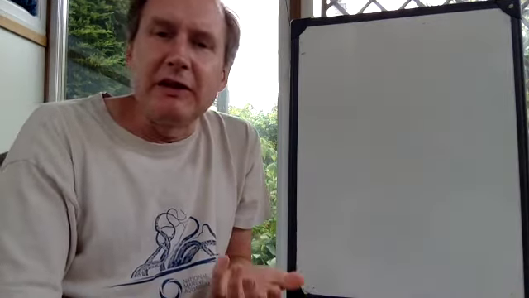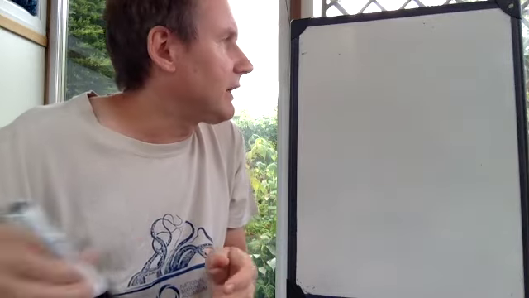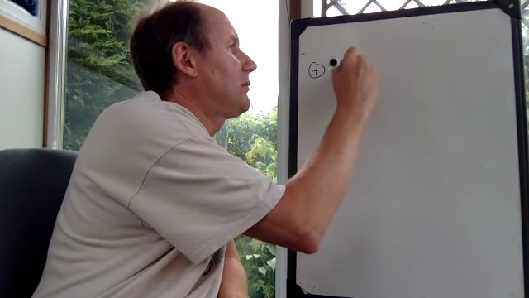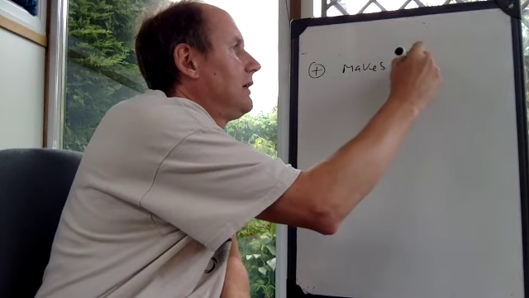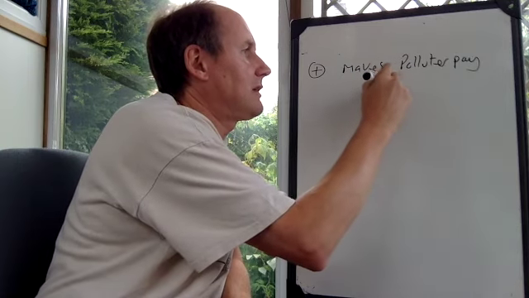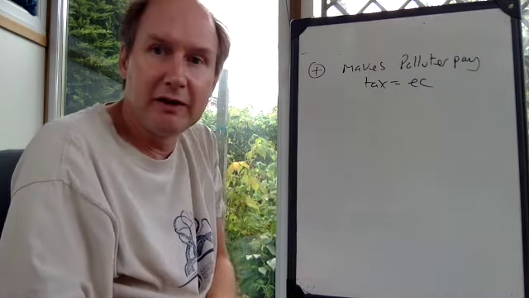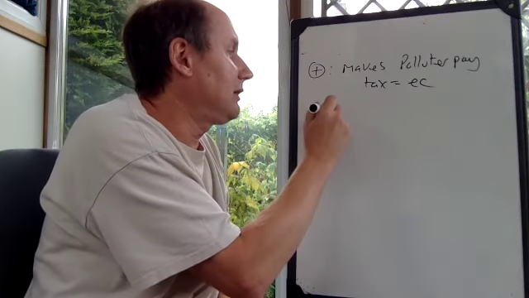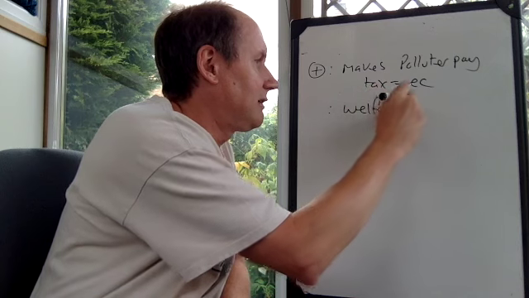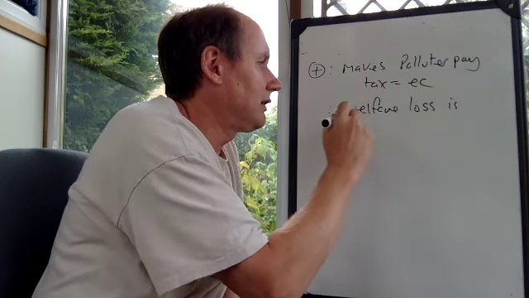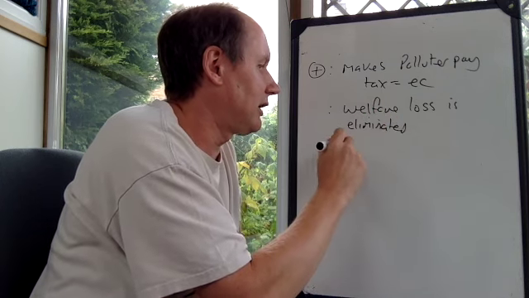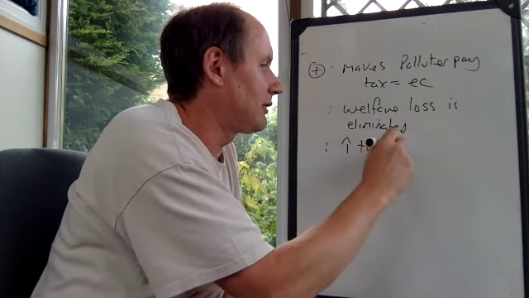In terms of whether this is a good solution, well, what's good about it is it makes the polluter pay. So the person who's creating the problem has to pay for it because we set tax equal to the external cost. It should correct the market failure, so the welfare loss is eliminated. And of course, what it also does is it generates tax revenue for the government.